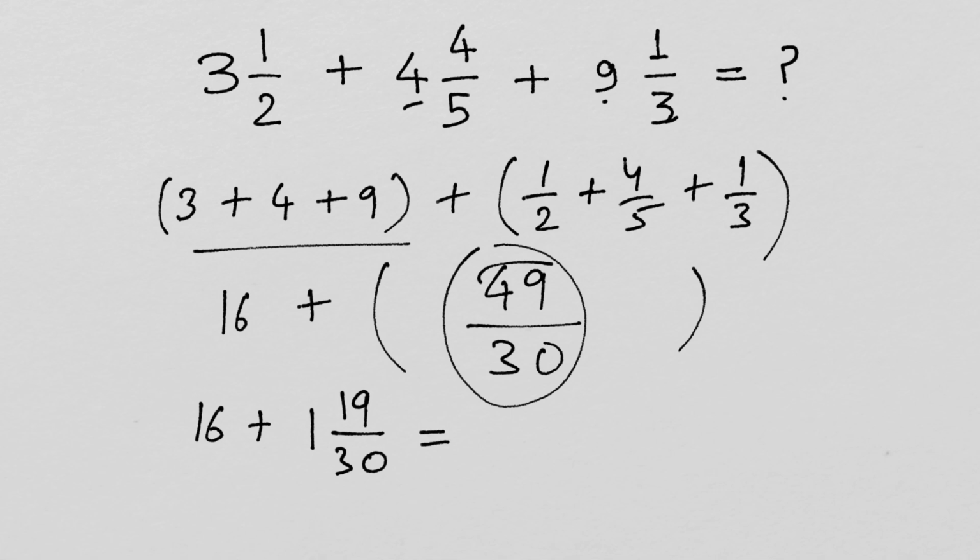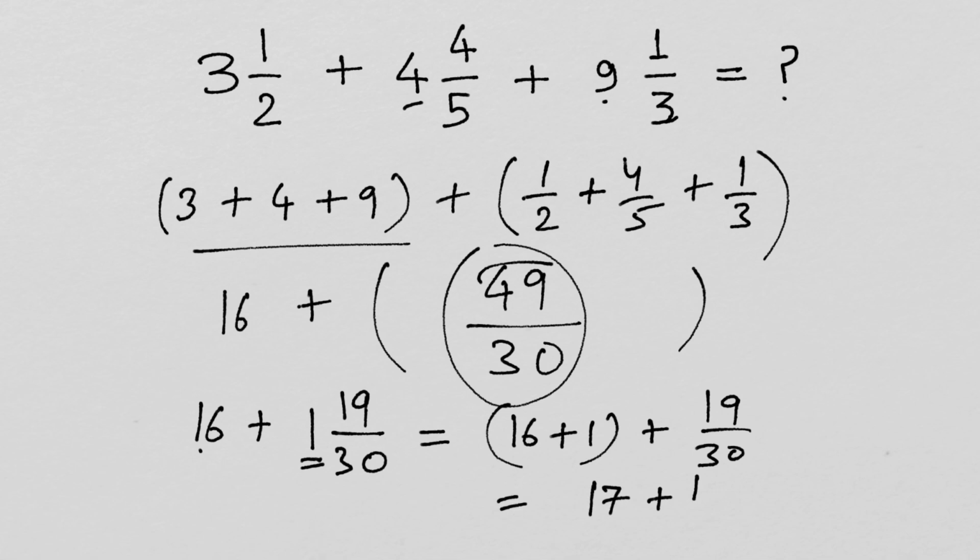Again we have numbers which are whole numbers that can be added separately. So 16 plus 1 can be added, and then we have 19 by 30. So 16 plus 1 is 17 plus 19 by 30, or we can simply write 17 and 19 by 30, and that's the solution. So this is a simple way to add the mixed numbers.